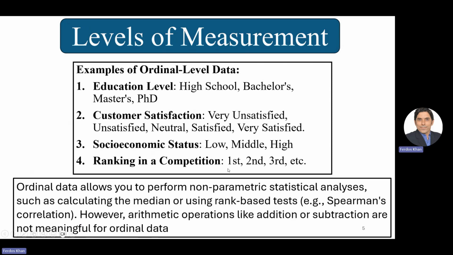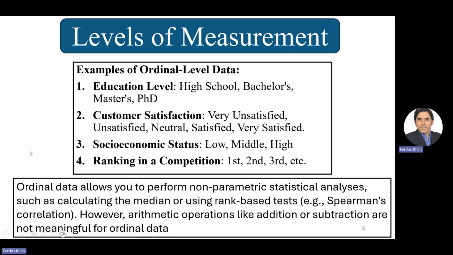Examples of ordinal level data: education level, high school, bachelor's, master's, PhD. Customer satisfaction: unsatisfied, neutral, satisfied, very satisfied. Socioeconomic status: low, middle, high. Ranking in a competition: first, second, third, and so on.